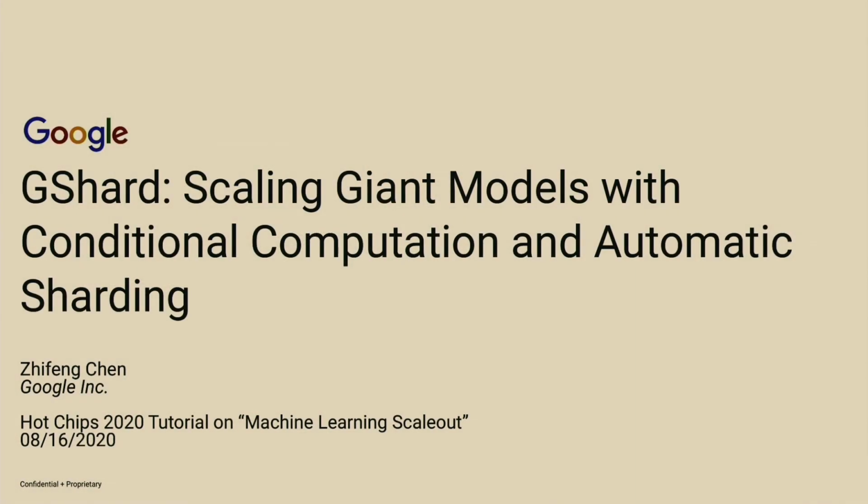Hi, this is Zhifeng Chen from Google. I will talk about GShard today. GShard is a system we built to scale large machine learning models. It allowed us to build and explore giant neural networks for multilingual machine translation. We explored models with more than 1 trillion parameters.